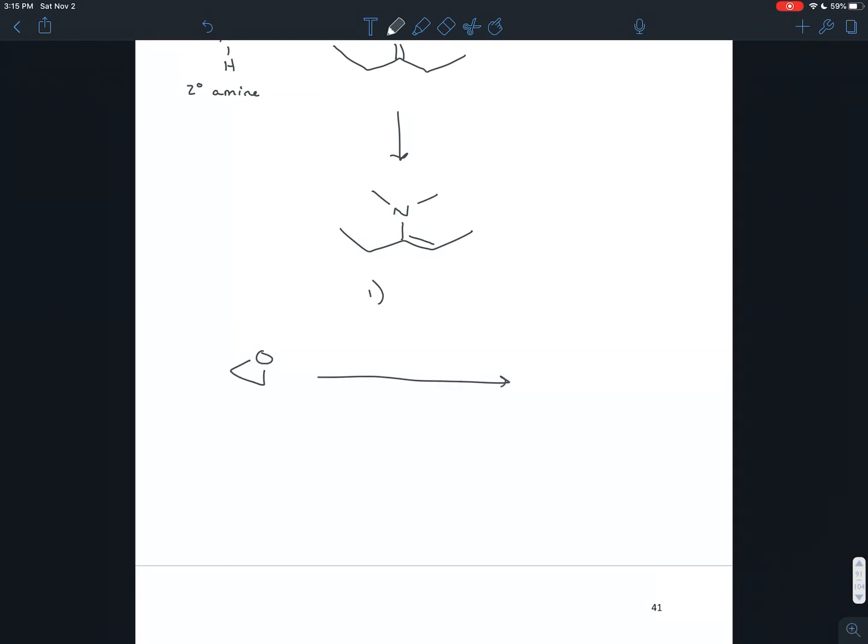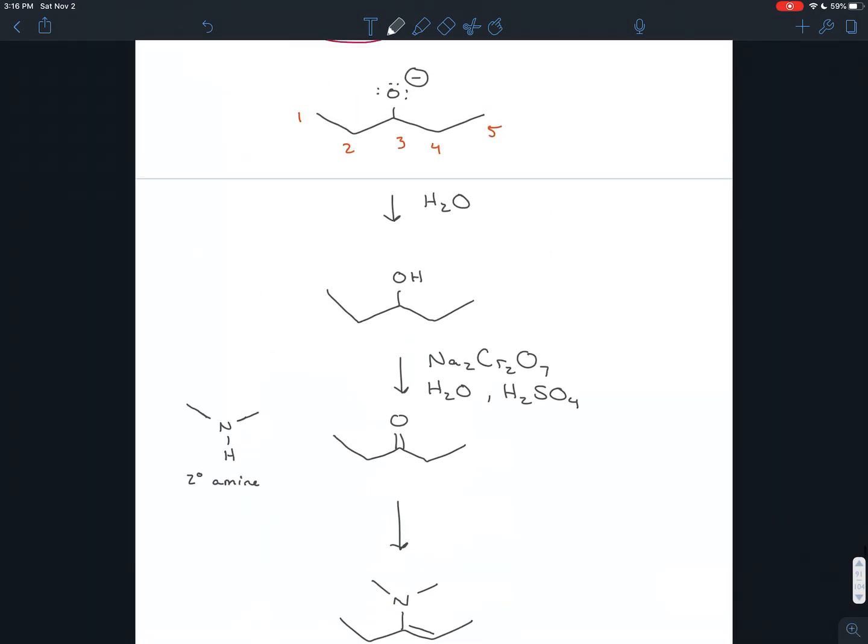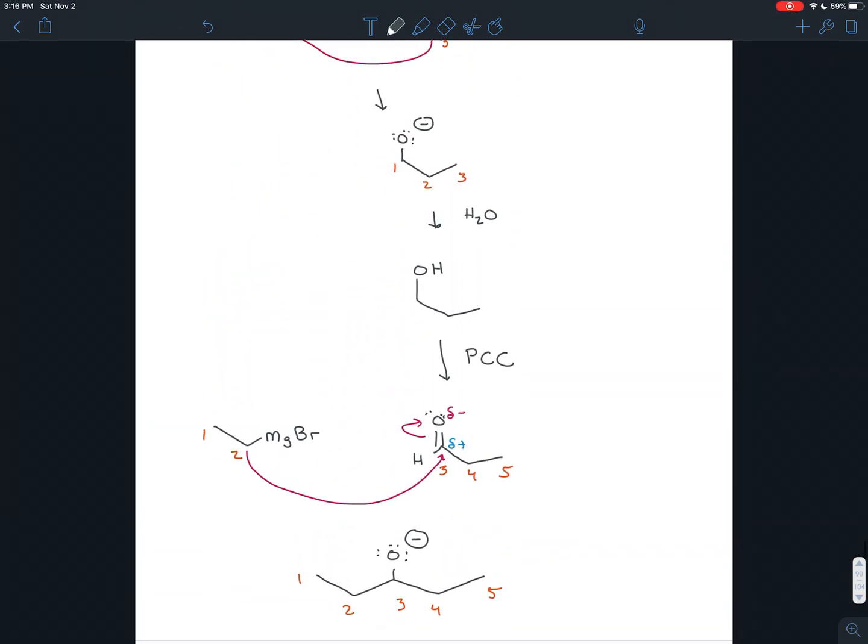So all together, we had an oxirane ring, and the first step was treating that with methyl magnesium bromide. Remember, the Me is a CH3, it's a methyl group, followed by water to stabilize the negative charge on the oxygen. And then we oxidized that with PCC to the aldehyde.